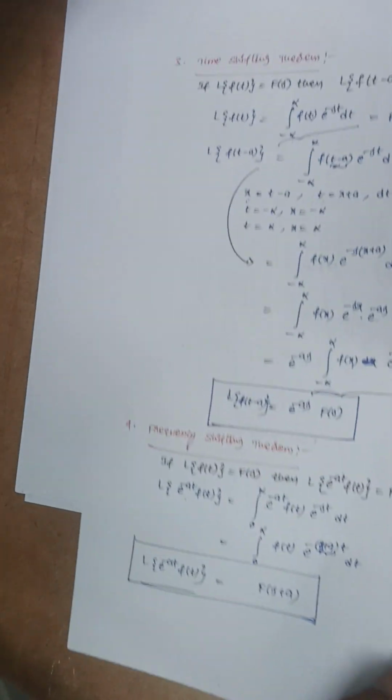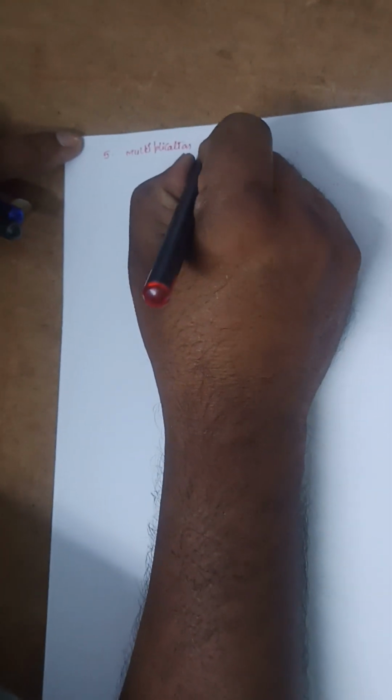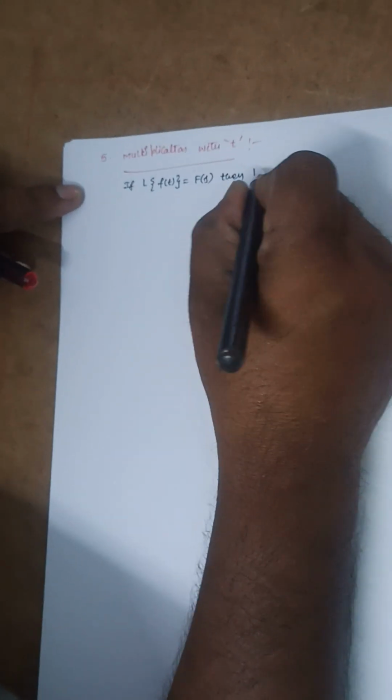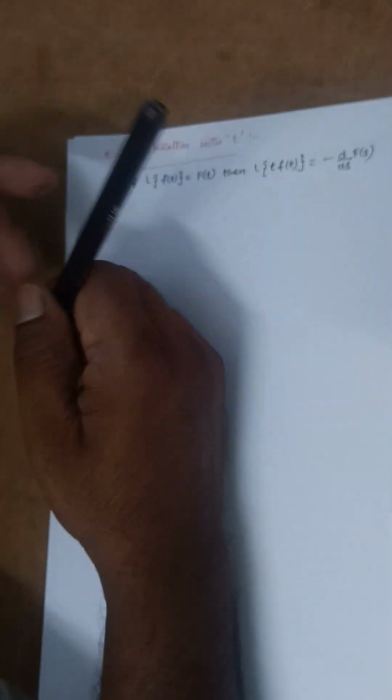Next, the fifth one is multiplication with t. So what it is saying here is, if Laplace transform of f of t is equal to F of s, then Laplace transform of t into f of t is equal to minus d by ds of F of s. I am going to prove it.